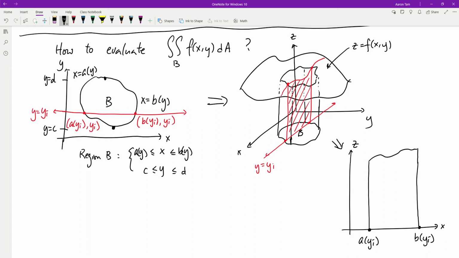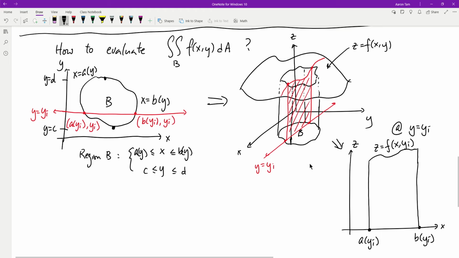This picture is at y equal to y sub i, and it looks a lot like area under a curve. As a matter of fact, you can identify the top of this thing as basically z equal to f of x, y sub i, because this whole picture is along the line y equal to y sub i. Therefore, the y coordinate of the function becomes fixed at y sub i, and the x still changes because we are moving in the x direction.